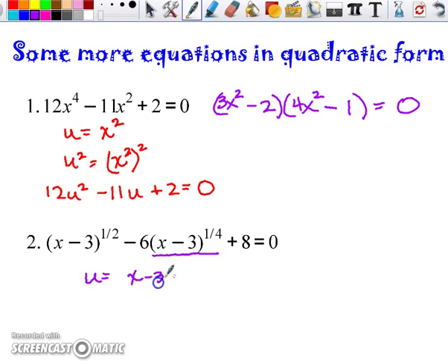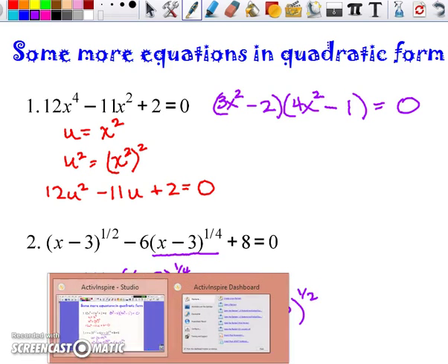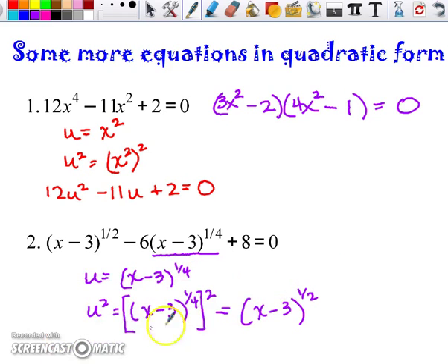So our u is going to be the quantity of x minus 3 to the 1/4, because our u squared is going to be the quantity of x minus 3 to the 1/4 squared. And when I evaluate those exponents, raising a power to a power, I multiply, and I'm going to be left with the quantity x minus 3 to the 2/4 or to the 1/2. So we can rewrite this in our quadratic form as u squared minus 6u plus 8 equal to 0.